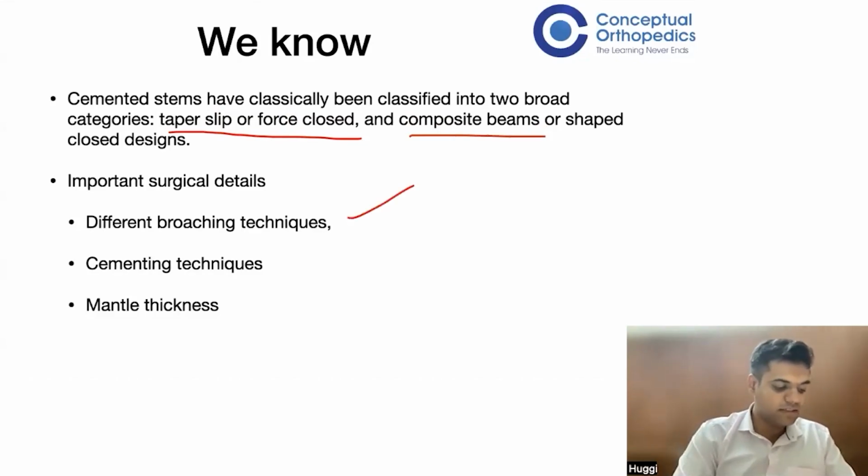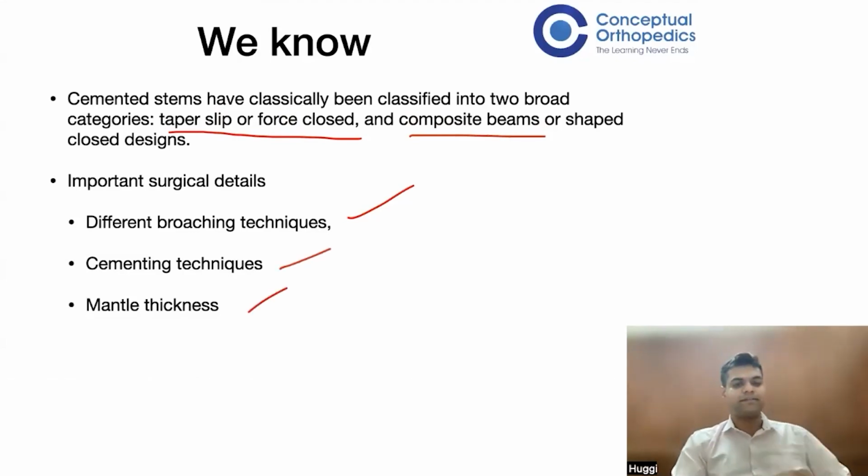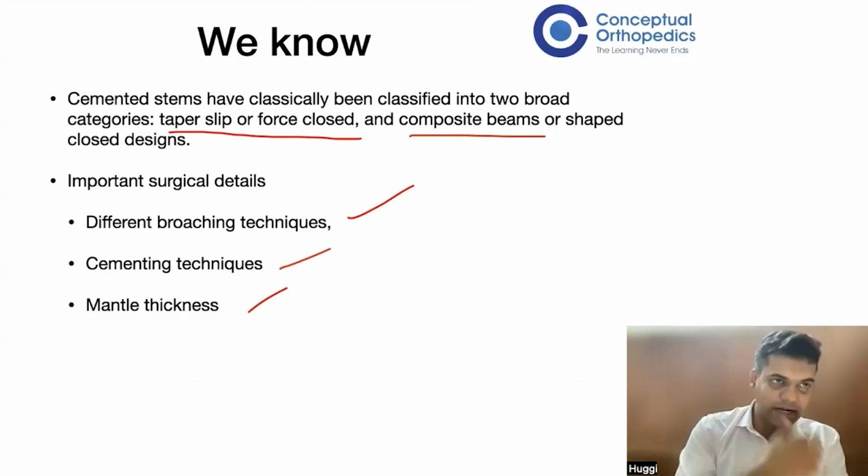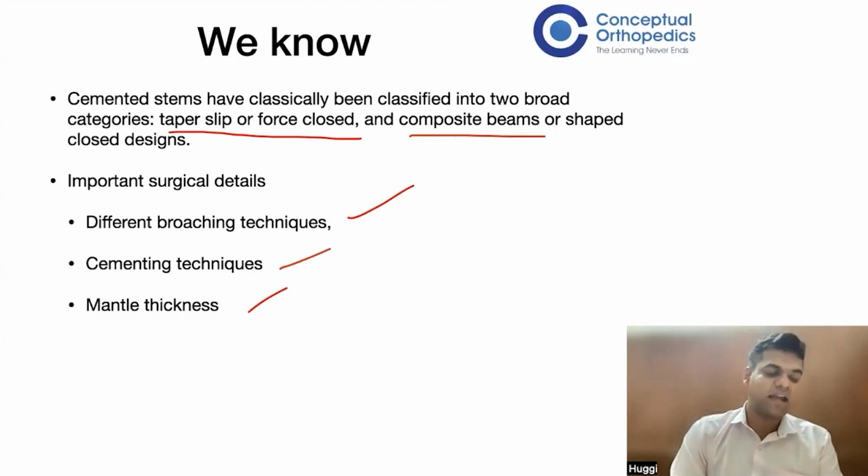What are different surgical broaching techniques? What are different cementing techniques? And what is the ideal cement mantle thickness? Okay. Before understanding that, why pistoning, why cantilever, why proximal failure will happen, there are four modes. Let us understand these things.